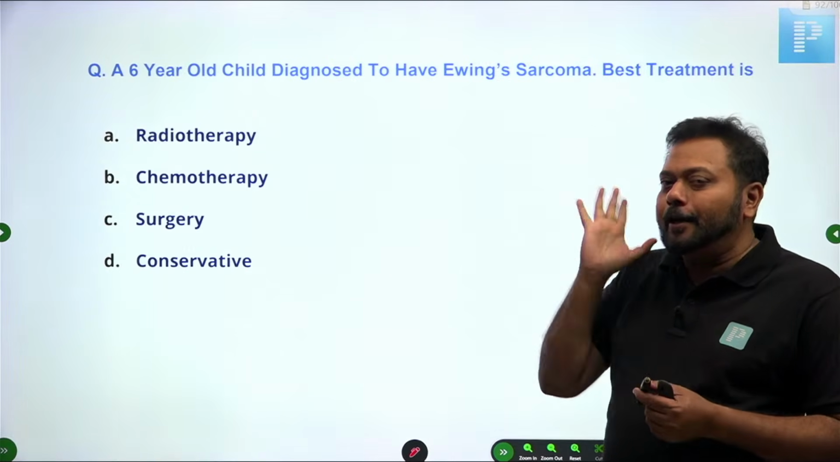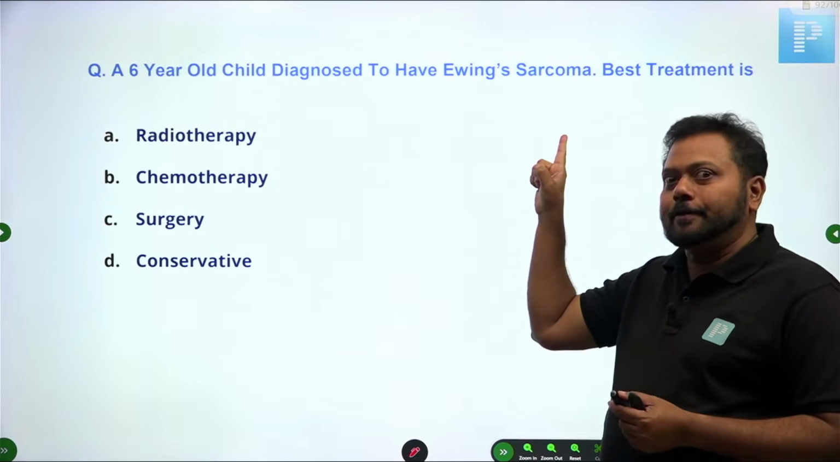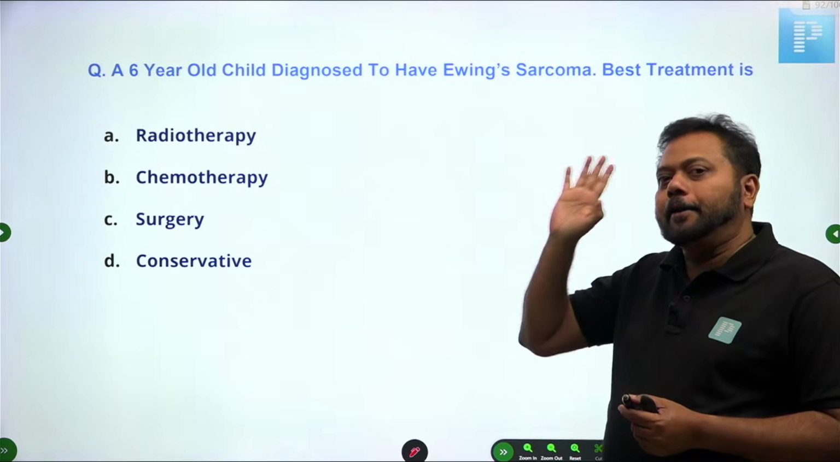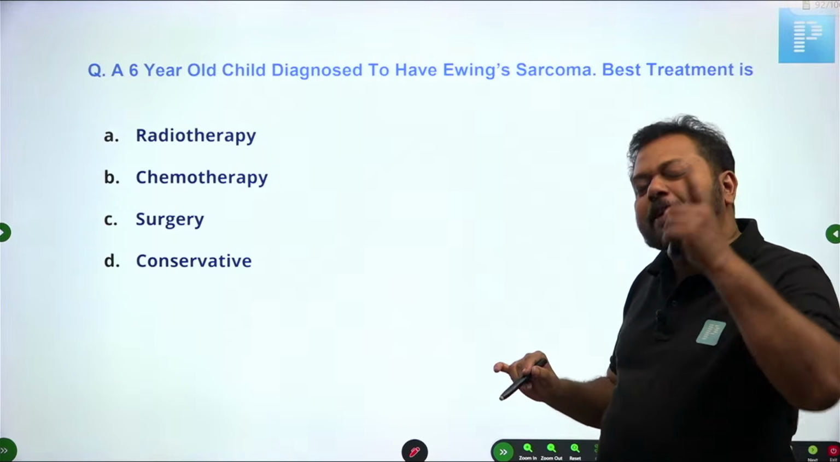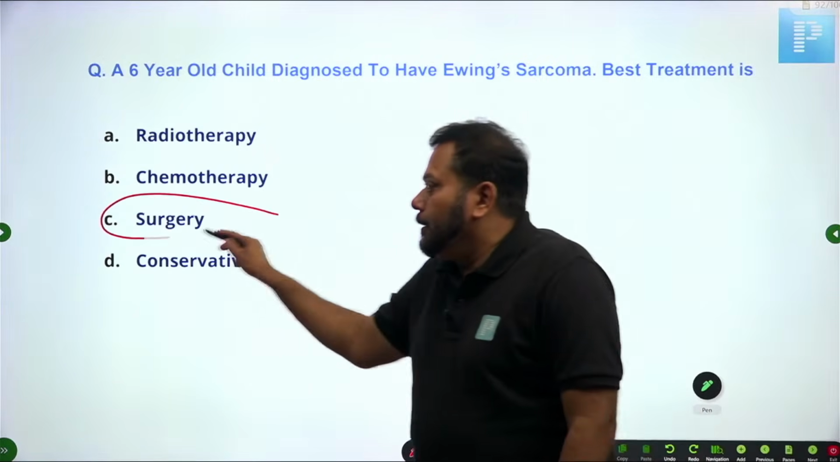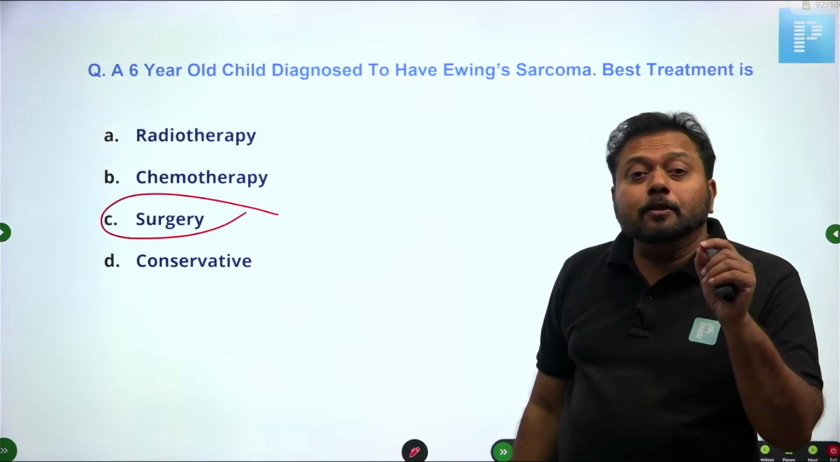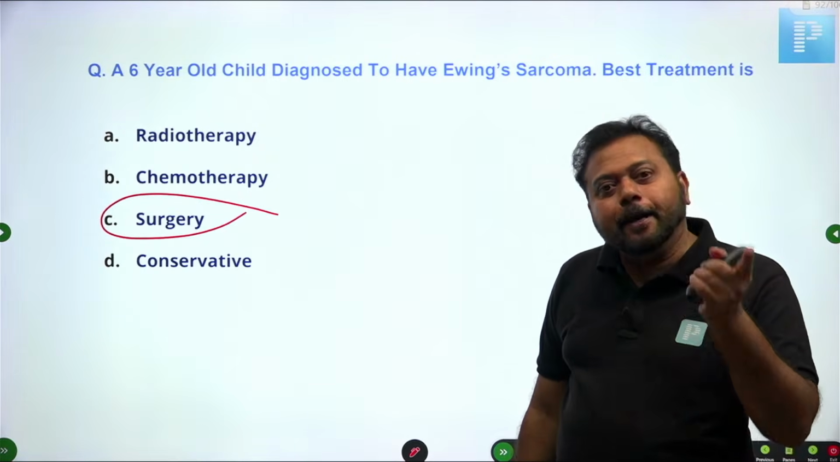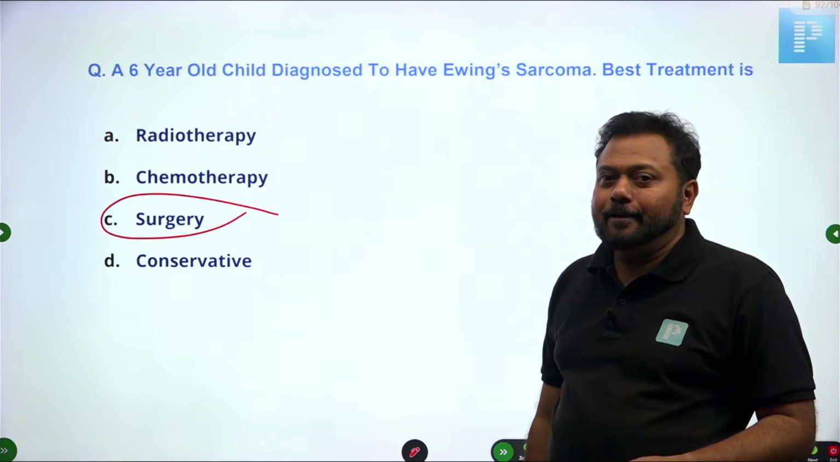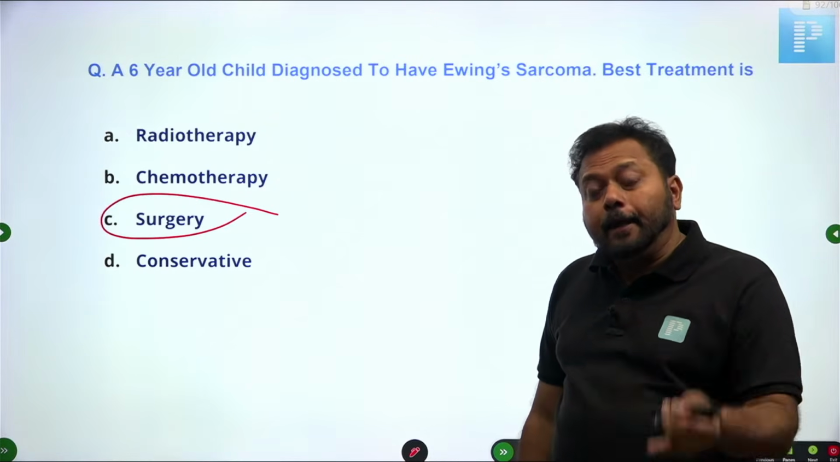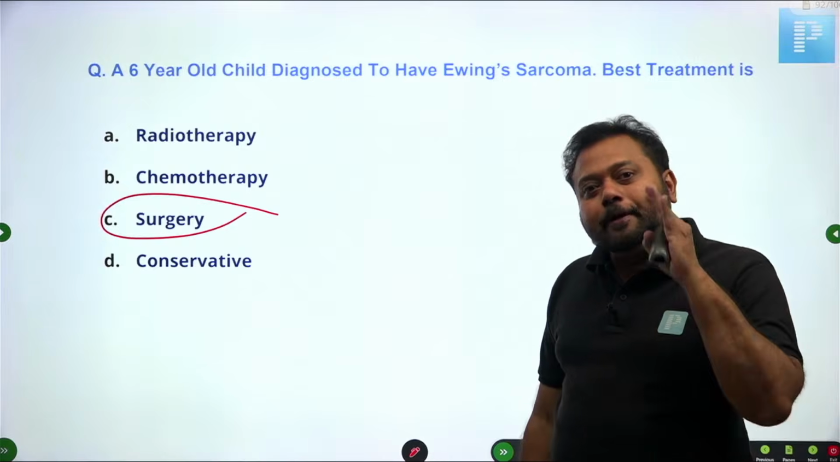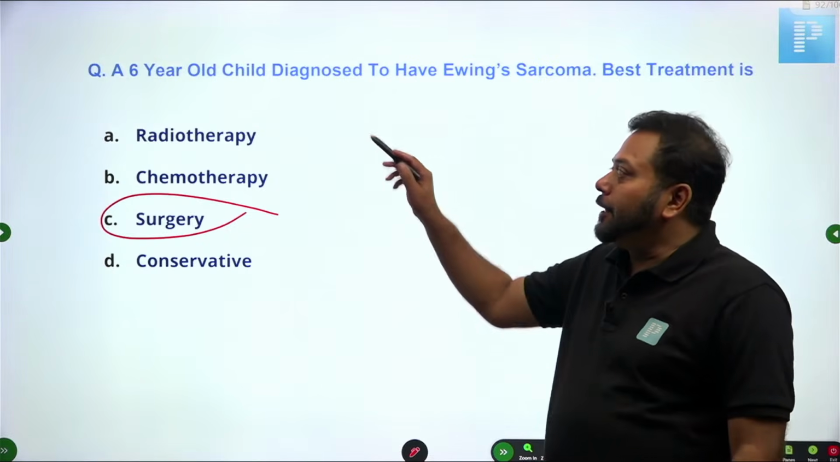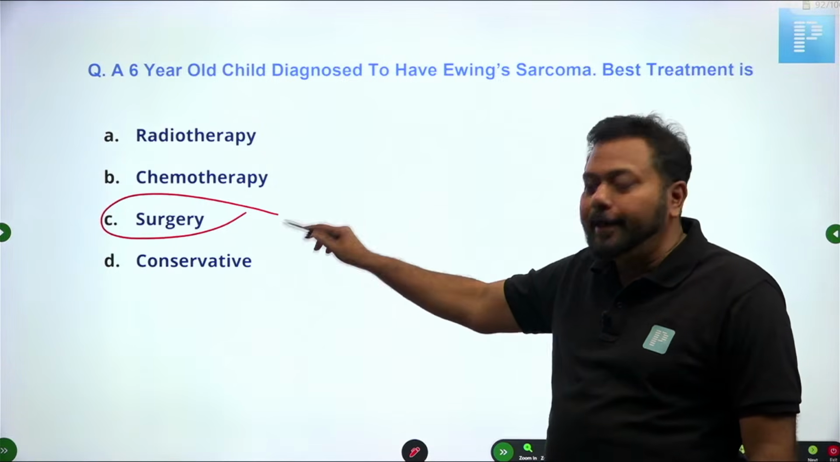We tend to tick radiotherapy whenever we see the word Ewing sarcoma. But the treatment of choice for Ewing sarcoma is again surgery. Ewing sarcoma is the most radiosensitive tumor. That doesn't mean radiotherapy is the treatment of choice. It will melt with radiotherapy. Again that will come back. So the definitive treatment of choice for Ewing sarcoma is only amputation, surgery.